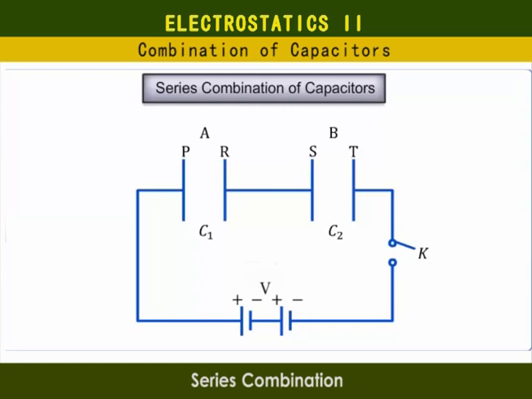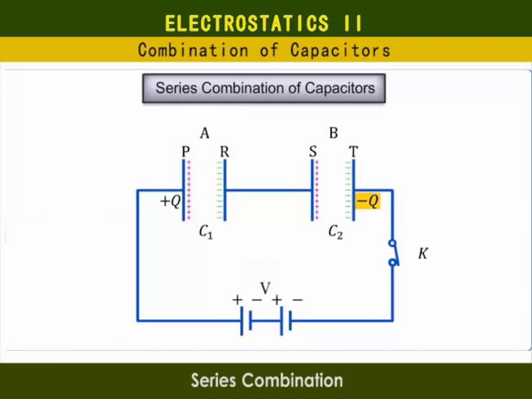When the switch is closed, electrons are transferred from the plate P of capacitor A and onto plate T of capacitor B. A negative charge thus accumulates over the plate T. Let this charge be negative Q. An equal amount of positive charge plus Q accumulates on the plate P.